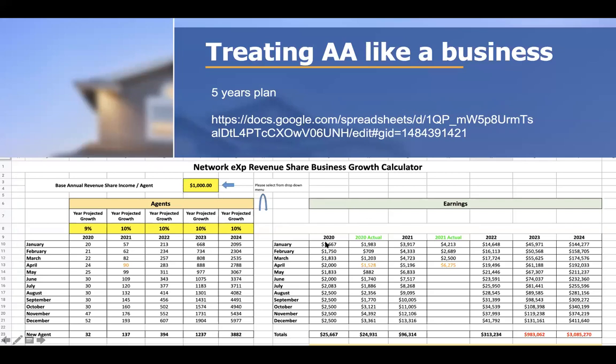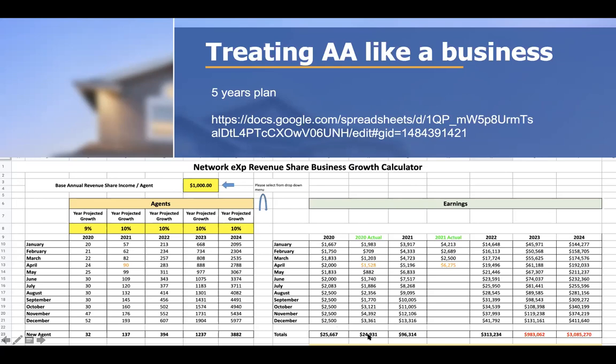In 2020, I tracked my actual number and the projection. I committed to myself that if I could grow at least 9%, I could get 20 agents in January, 21 agents in February, 22 agents in March, and so on. If I commit to growing the group and helping everybody in the group grow, this translates to the amount of revenue share that we can get.